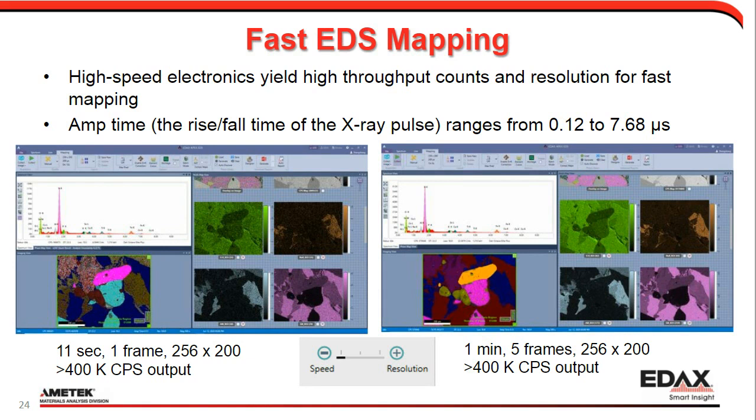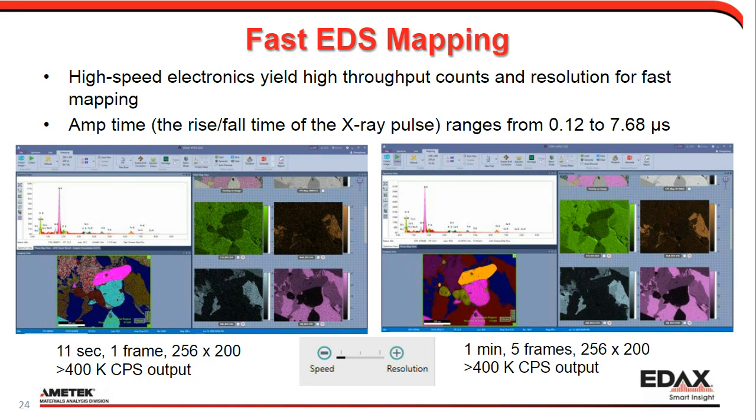Combined with current generation EDS detectors, you can do fast mapping with high throughput and high resolution. The M time, also called time constant or process time, ranges from 0.12 microseconds to 7.68 microseconds. You can use the slider bar to adjust M time if manual quality is enabled. At the slowest M time, 7.68 microseconds, the resolution is about 125 eV, which is very high.